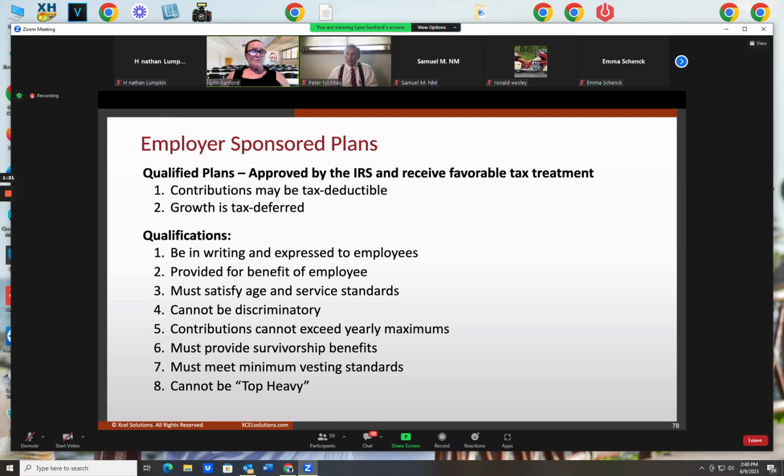They must provide survivorship benefits, must meet minimum vesting standards, and cannot be found to be top-heavy, where we allow the upper echelon of the company to divert larger percentages of their wages than we allow the rank-and-file employee to do. That's a top-heavy plan, and you're looking at fines being levied against the corporation by the IRS.